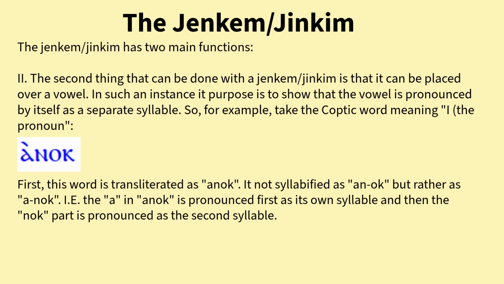However, it is not syllabified as an-ok, but rather as a-nok. That is, the A in anok is pronounced first as its own syllable, and then the nok part of the word is pronounced as the second syllable. In other words, it's not denoting an extra A vowel here, as it did in the previous example. It's simply telling you that the letter alba written here is not pronounced together with the following consonant. It is simply pronounced as a separate syllable on its own.